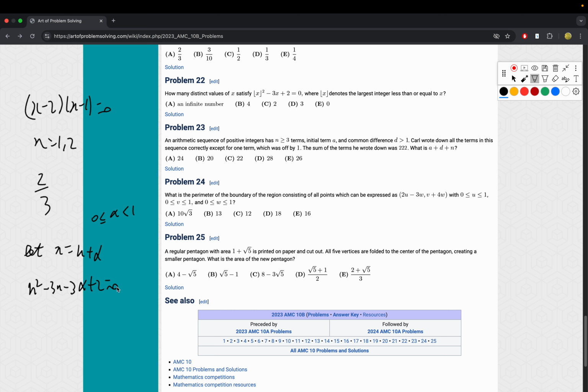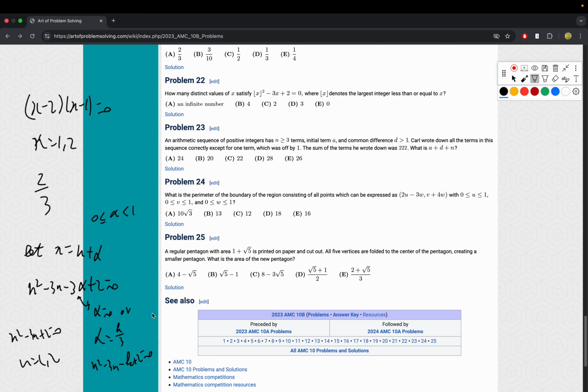No wait, but notice that alpha must be 0 or 1 over 3 multiples. So alpha equals 0, or alpha equals k over 3. There's no other choice, right? Let's start with our first case. x squared minus 3x plus 2 equals 0. x equals 1 and 2, and that's the solution that we have. Oh, when alpha equals k over 3, then we have x squared minus 3x minus k plus 2 equals 0.